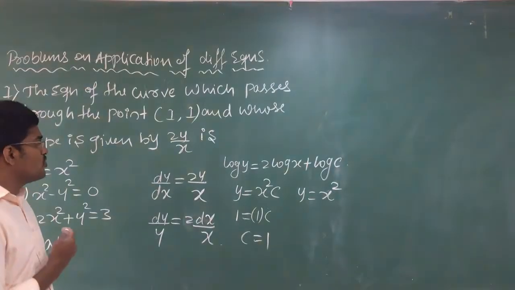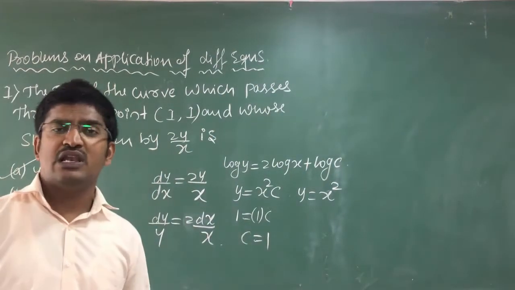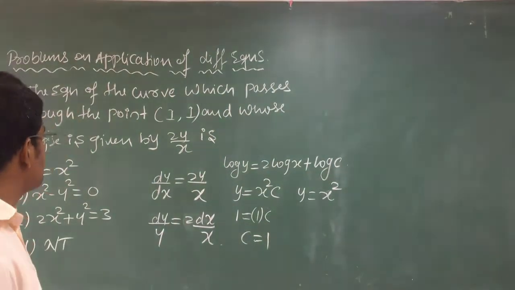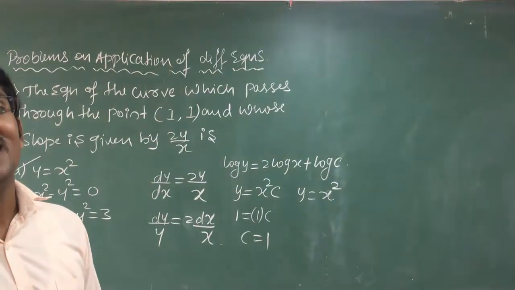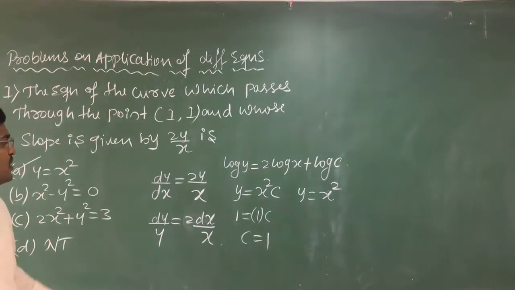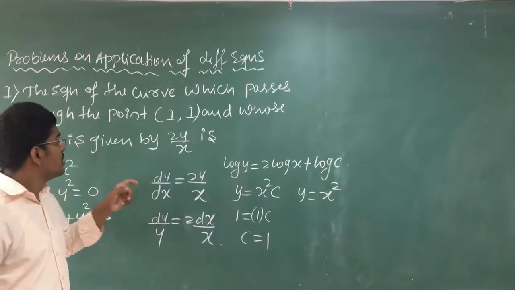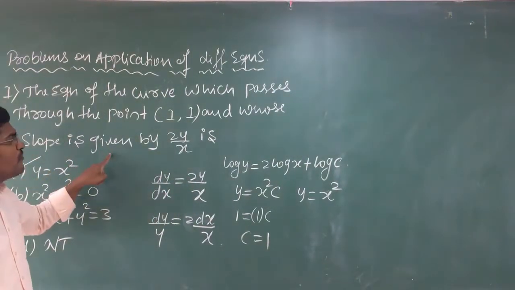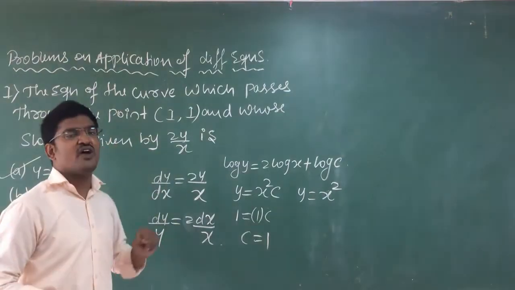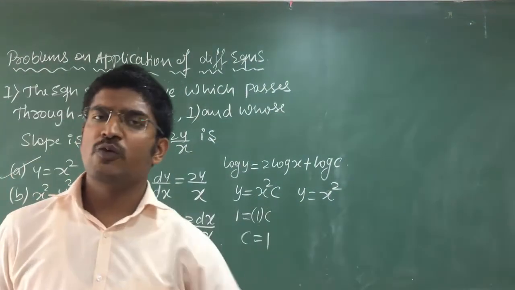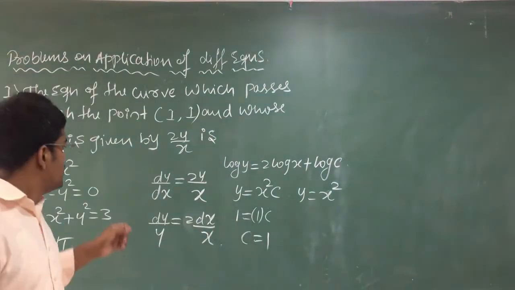I think you got the problem clear. It is a very easy problem, if you understand. So for that reason dy by dx will be equal to 2y by x. Why? Because you must know the slope of the curve is given by dy by dx.